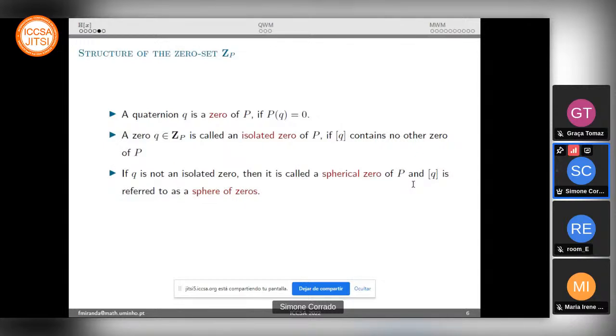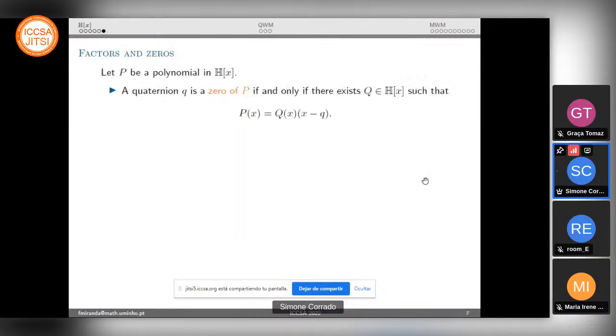If Q is not an isolated zero, then it is called a spherical zero of P, and we call this zero, as the conjugacy class, a sphere of zeros. A real zero is always an isolated zero, but if a non-real quaternion is a spherical zero, then this is equivalent to saying that Q and Q bar are both zeros of the polynomial, which is equivalent to saying that all the elements in the conjugacy class are zeros of P.